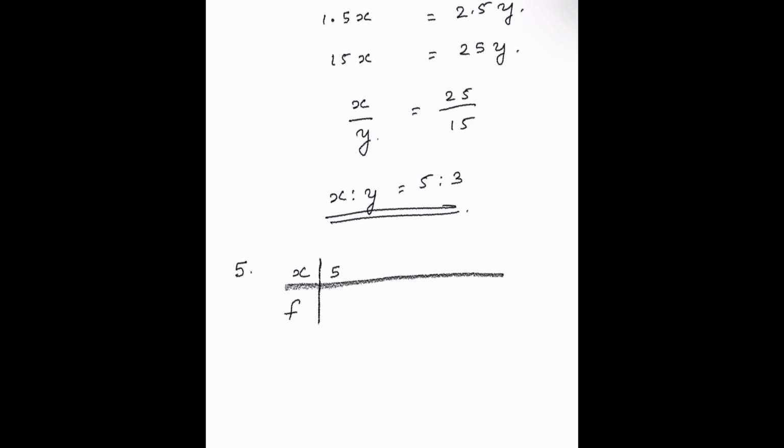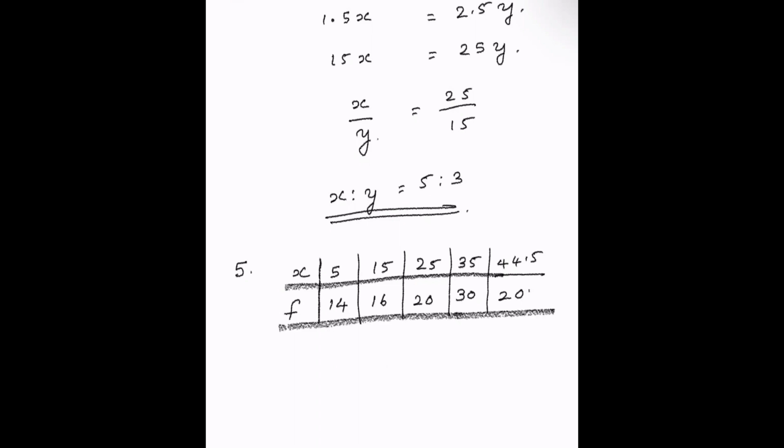So my first number is 5. 5 is repeated 14 times. Then 15 is the next observation, that is repeated 16 times. Next observation is 25, that is repeated 20 times. Then comes 35. 35 is repeated 30 times. And then I have got 44.5, which is repeated 20 times. So frequency and observation is given to you. This is called tabulated data. Data is represented in a table.